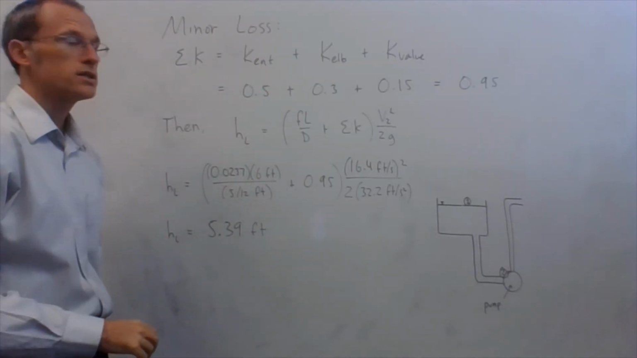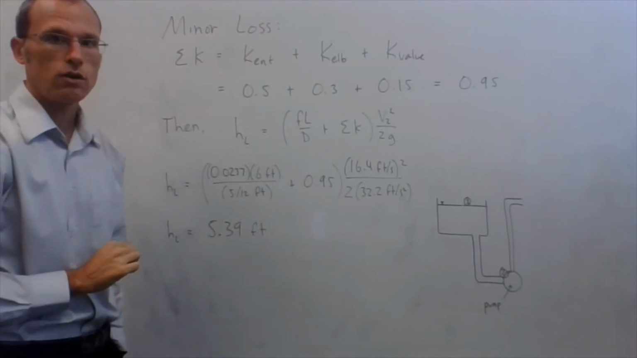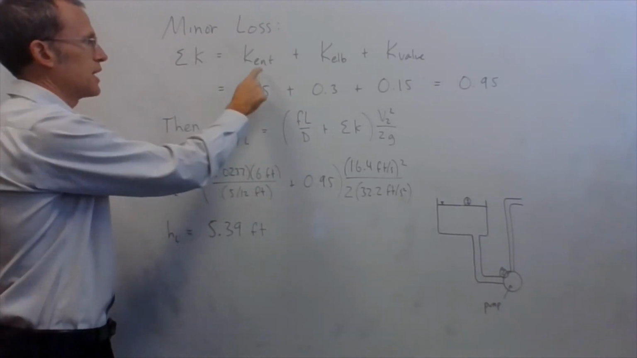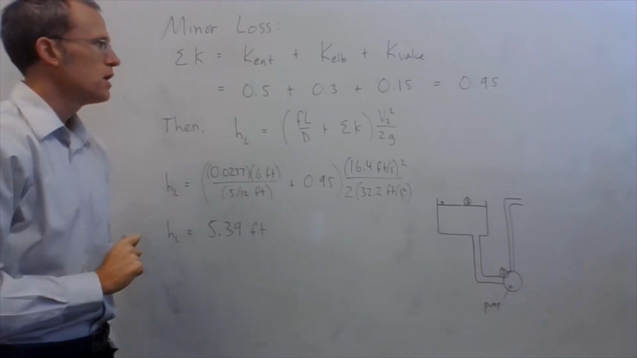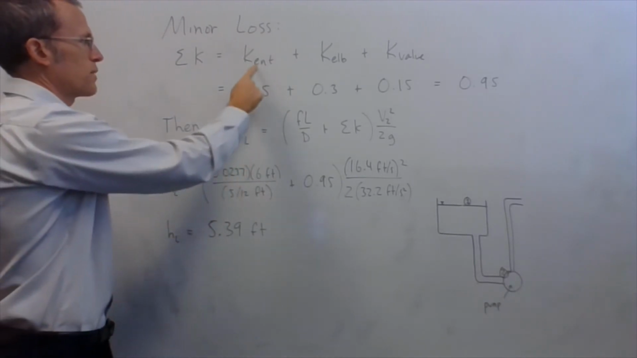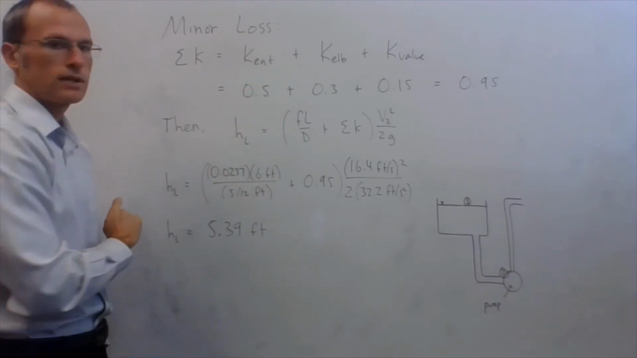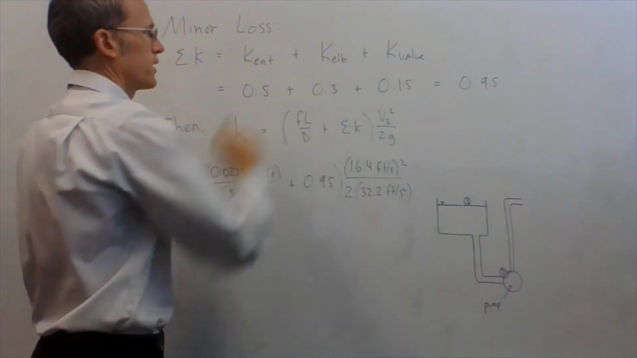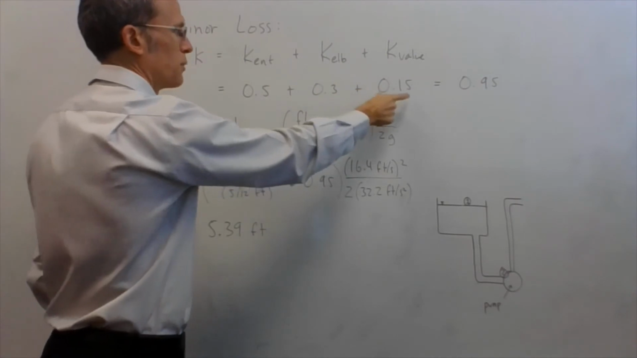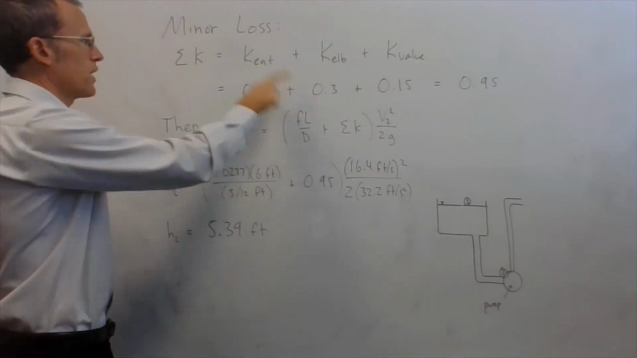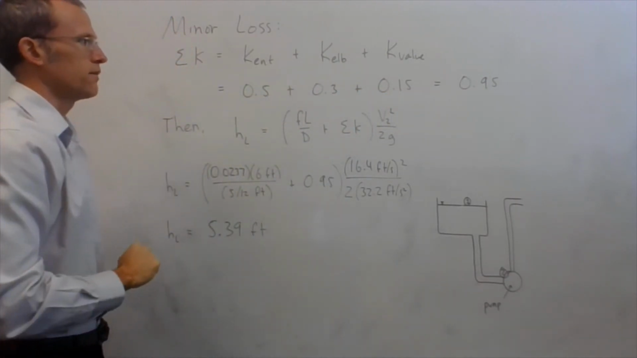And then for the minor losses, I need all the minor loss coefficients for all my various minor losses. I have the entrance, the elbow, and the fully open gate valve. So look up all those values. For the sharp edge entrance, I have a K value of 0.5. For that 90-degree flanged regular elbow, a K value of 0.3, and then fully open gate valve 0.15. Grand total of all of those is 0.95.